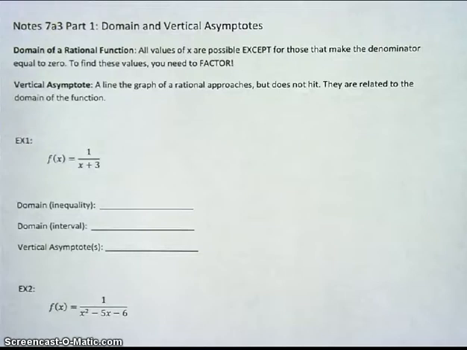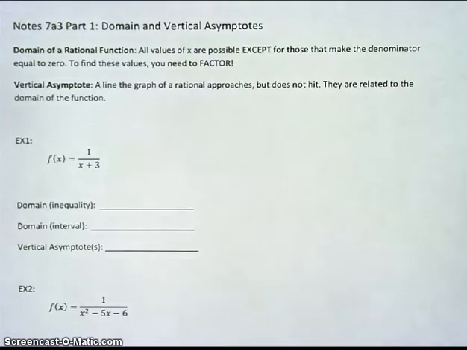Alright, today we are looking at domain and vertical asymptotes of our rational function. The domain of our rational function is looking at all the x values that we can use. Now in rational functions, because it has the denominator, we can use all x values except for those that make the denominator equal to 0. In most situations, you're going to have to factor to find those numbers.